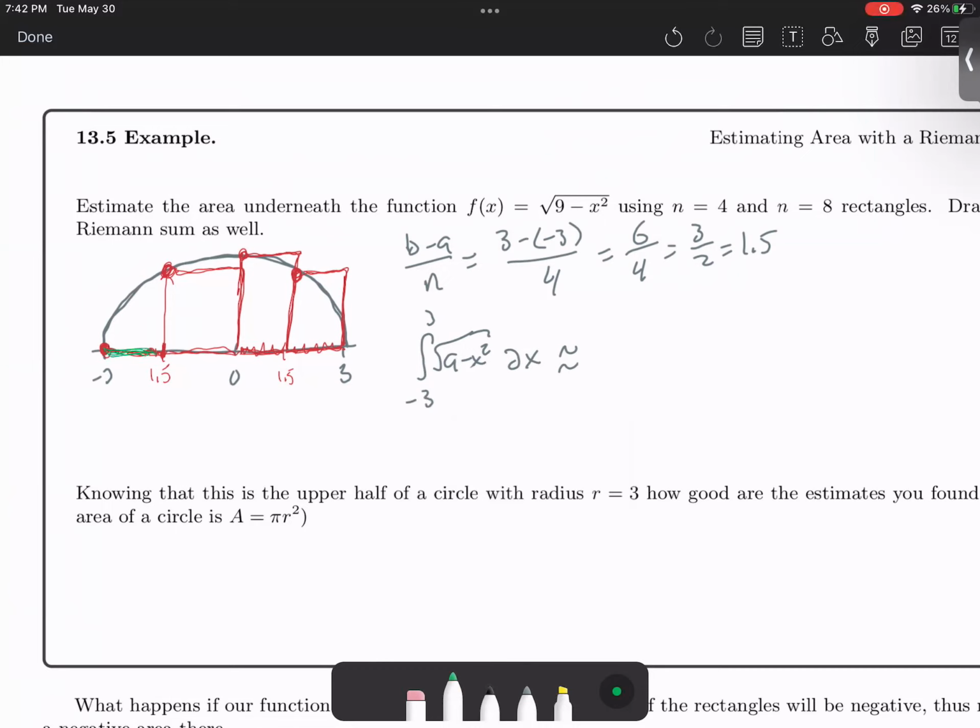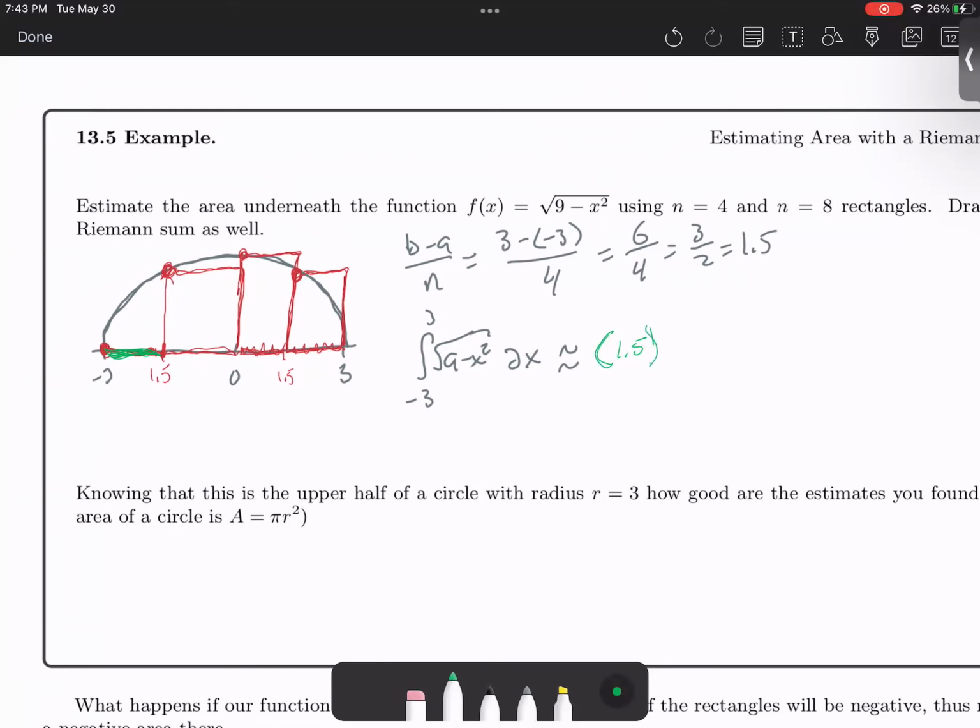My first rectangle goes from minus 3 to 1.5, so it has a base of 1.5. In fact, they all do. Because they all do, let's just factor out those bases and just add the heights of our rectangles. Actually, let me go slow now at this stage.